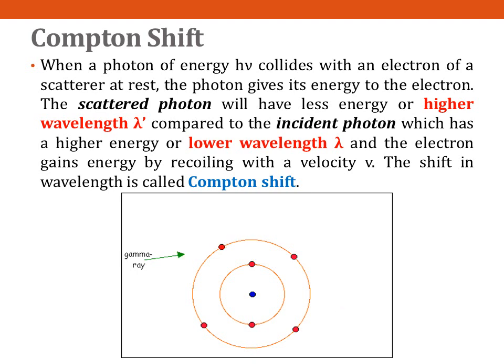Compton shift therefore is this: when a photon of energy h nu collides with an electron of a scatterer at rest, the photon gives its energy to the electron. The scattered photon will have less energy or a higher wavelength, lambda prime, compared to the incident photon which has a higher energy or lower wavelength, lambda. And the electron in turn gains energy by recoiling with a velocity v. This change in wavelength is what is termed the Compton shift.